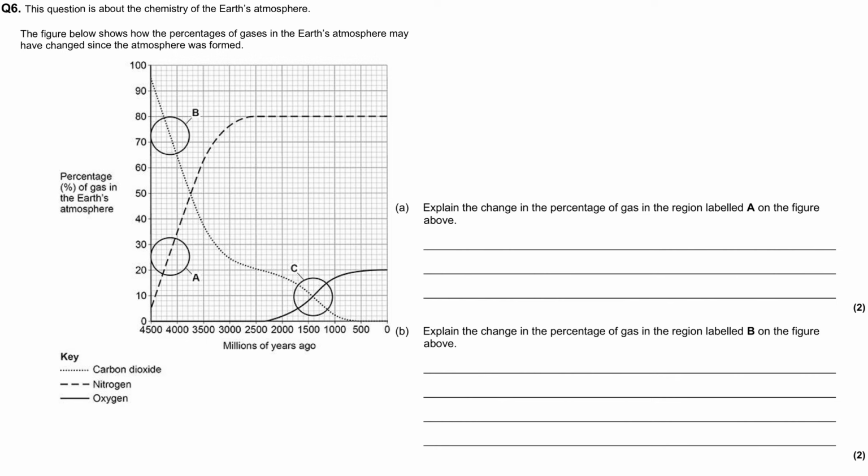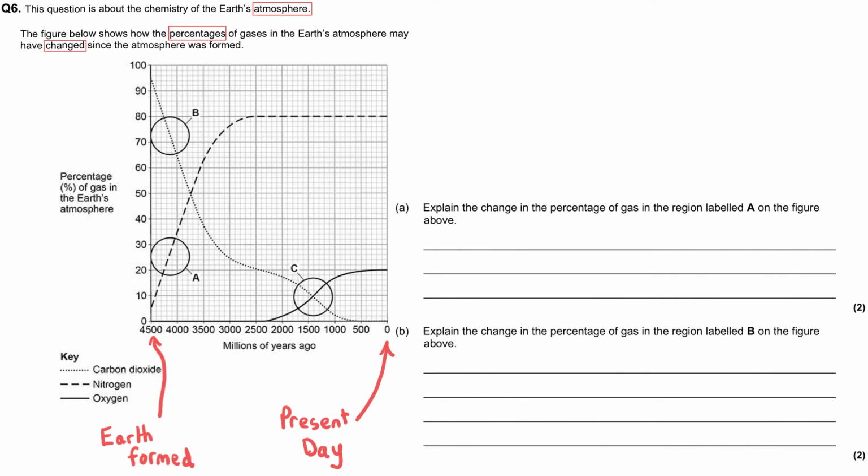This question is about the chemistry of the Earth's atmosphere. The figure below shows how the percentages of gases in the Earth's atmosphere have changed since the Earth's atmosphere was formed. And you can see that we've got a graph here. On the x-axis, we've got millions of years ago, and it goes 4.5 billion years ago, in fact, at the origin. And then we've got the percentage of gases in the atmosphere at that time. And as we work our way to the right, we're getting closer and closer to present day, which is the time zero. This is how long ago, so this is present day.